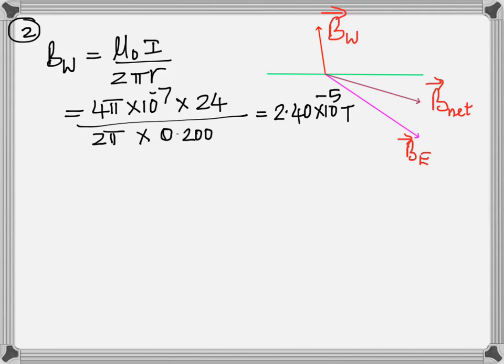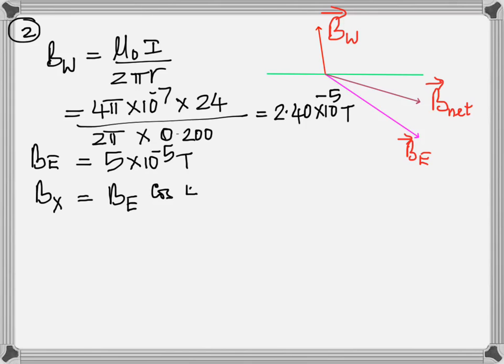And then the Earth's magnetic field is given here as 5 times 10 to the negative 5. And it's 44 degrees below. So when you resolve that into x and y, you would get BE cos 44, which gives you 3.6 times 10 to the negative 5.